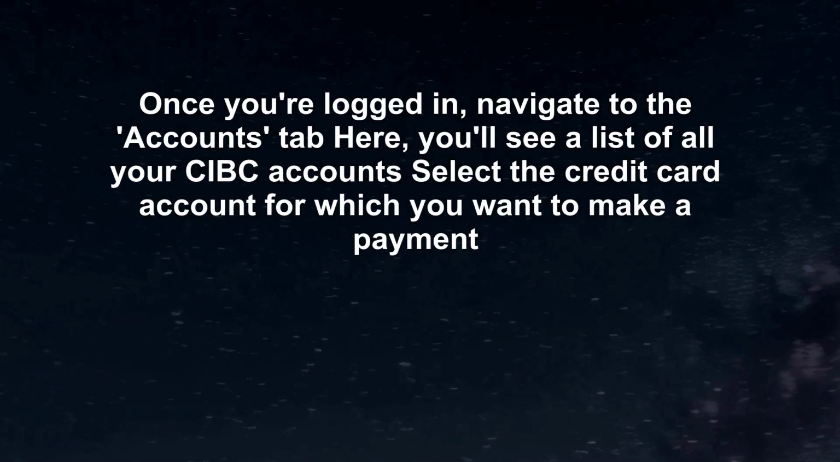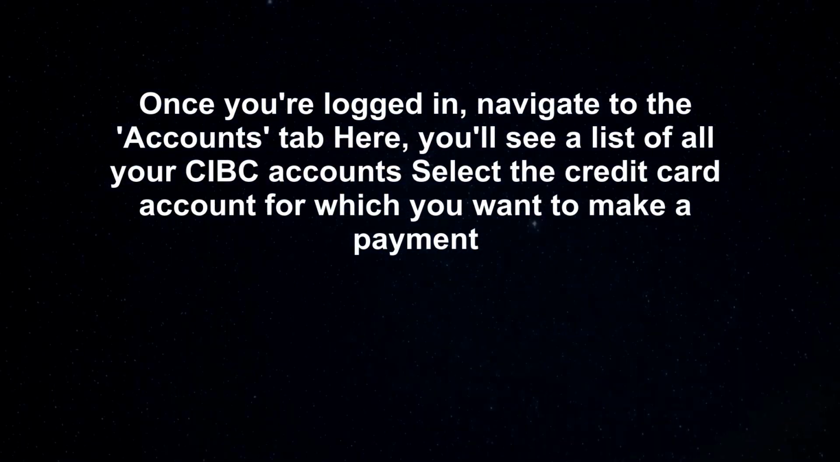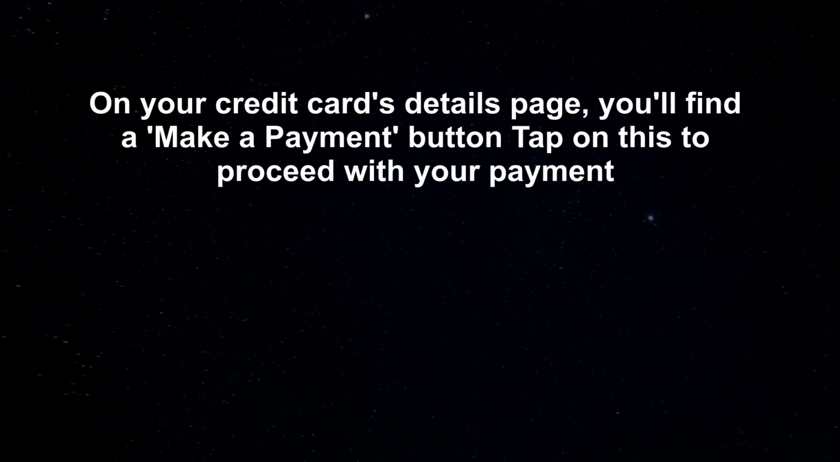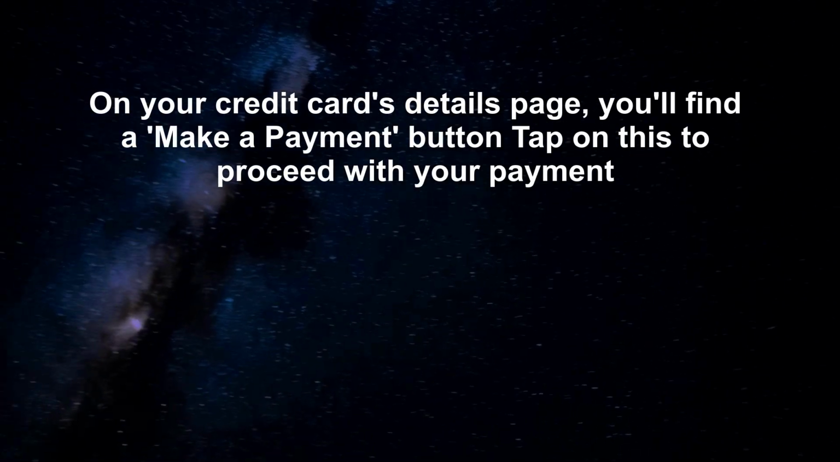You'll see a list of all your CIBC accounts. Select the credit card account for which you want to make a payment. On your credit card's details page, you'll find a Make a Payment button. Tap on this to proceed with your payment.